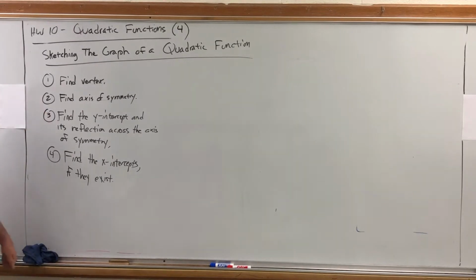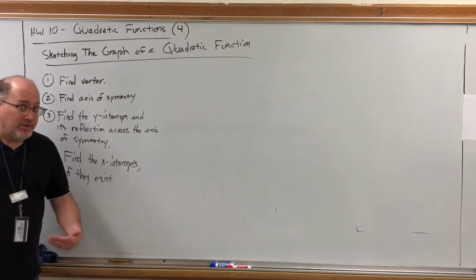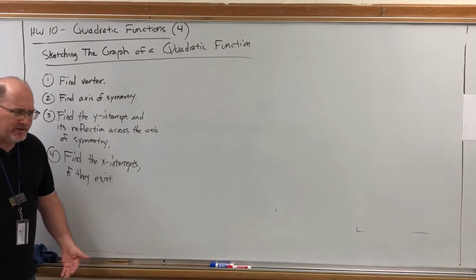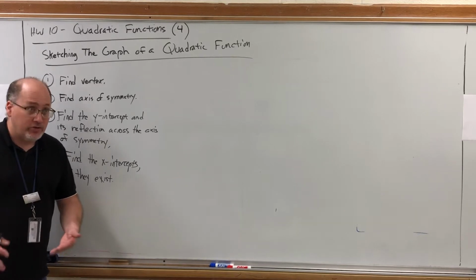Step number 1, find the vertex. Well, we already found the vertex on the previous 2 functions, so we can check that off. Step number 2, find the axis of symmetry. It's actually a really easy thing to do. The hardest part about it is answering it in the way the homework wants you to, and I'll show you how.